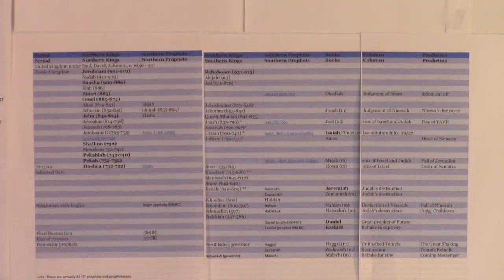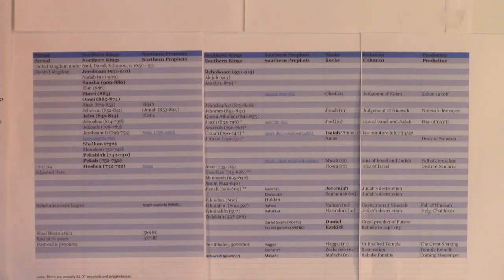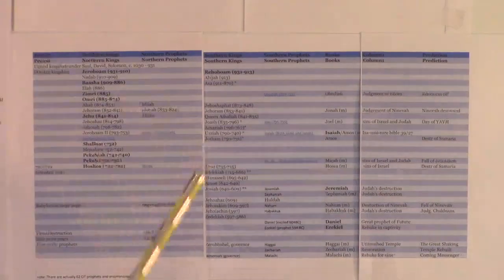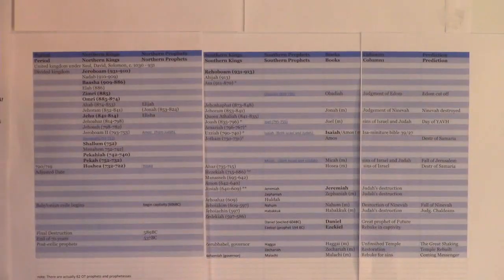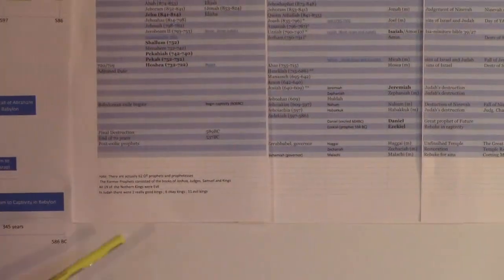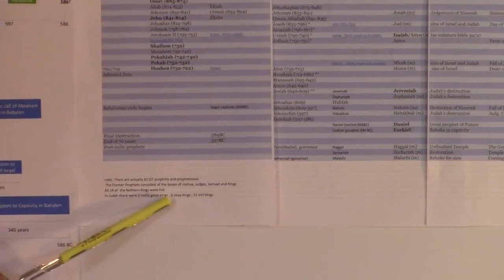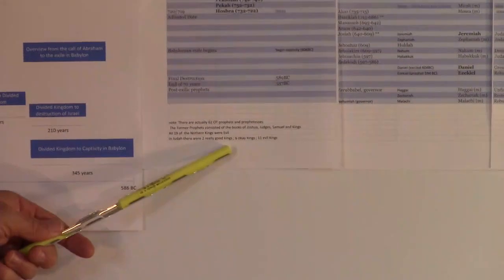I can't get all of the information in there, so I just give you a timeline of when they began, not how long they went. So I pretty much just have a time period of when they began. And then down here I have a little key for you, and I show you that when it comes to the southern prophets, you had two really great kings. Who were they? Revivalists, Hezekiah and Josiah.